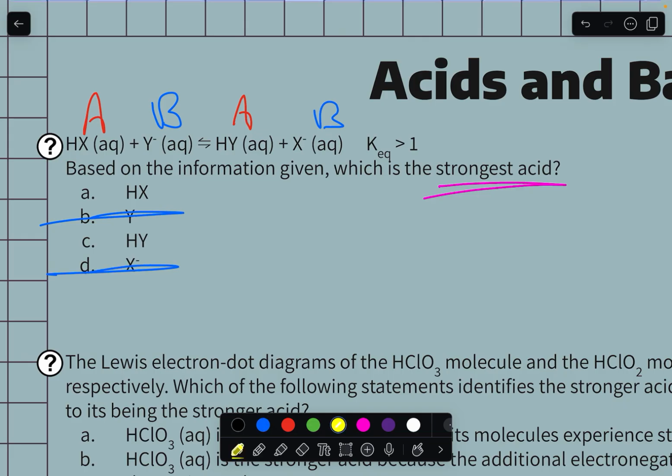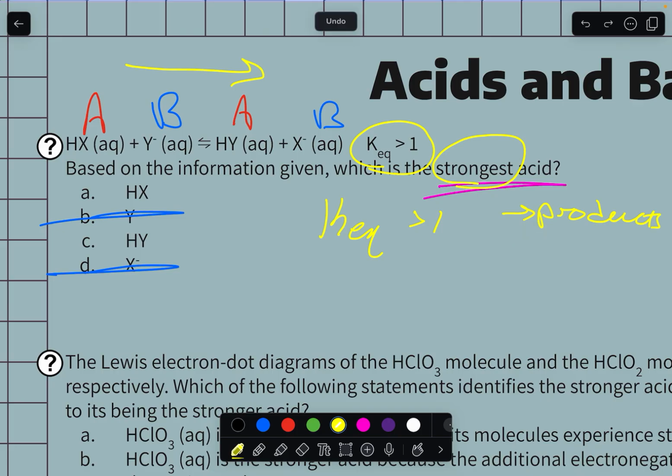To determine the strongest acid between the two of these, we're going to use our KEQ. Remember, KEQ greater than 1 means that we're going to the product. That means we're going in the forward direction more than we are in the reverse direction, or we have more product than we have reactants. So remember, a strong acid means it dissociated more. If it dissociated more and we have more products, that means HX is going to be a stronger acid. So if our KEQ is greater than 1, our reactant is stronger. KEQ less than 1, our product is stronger.